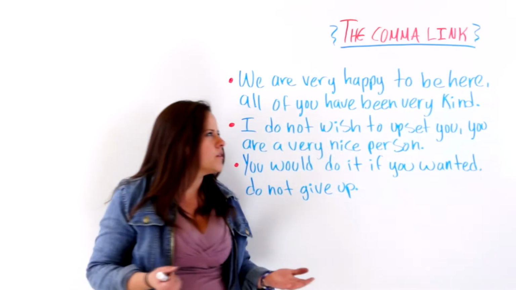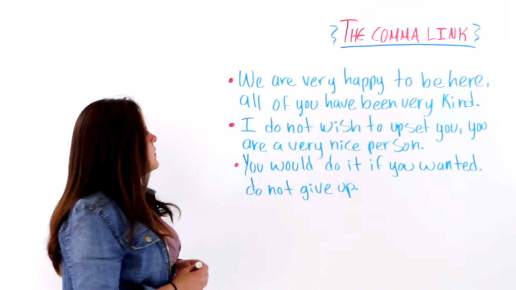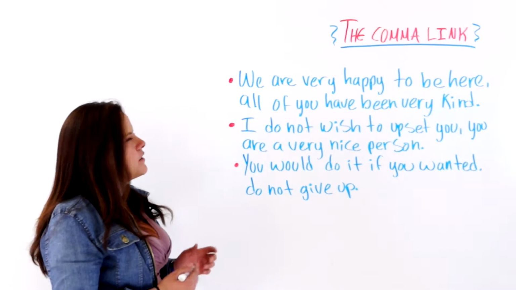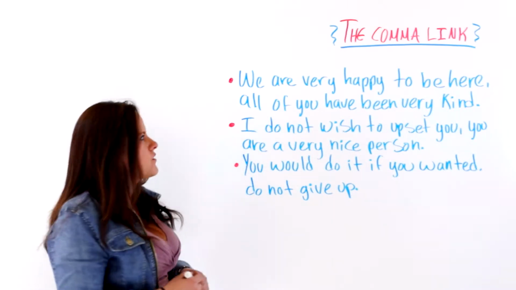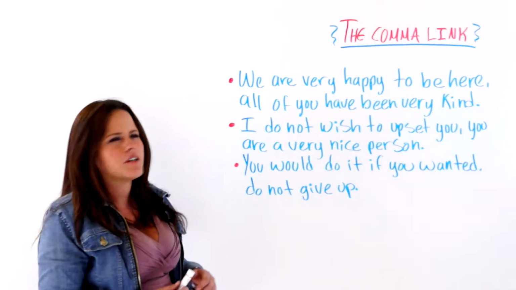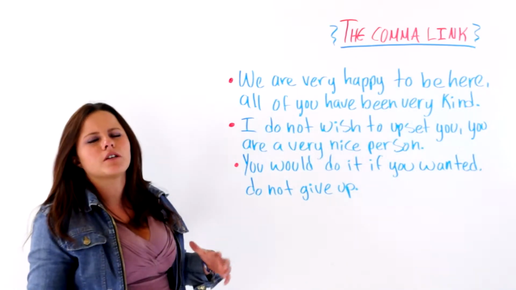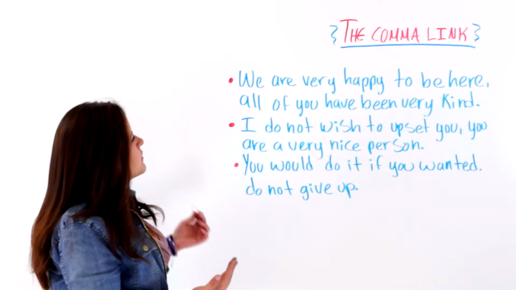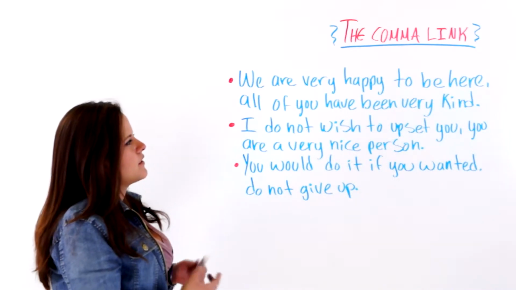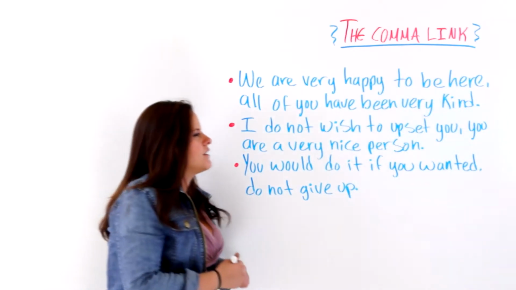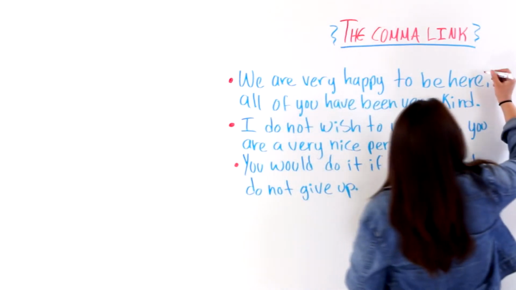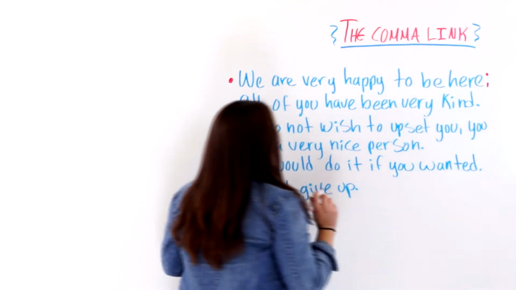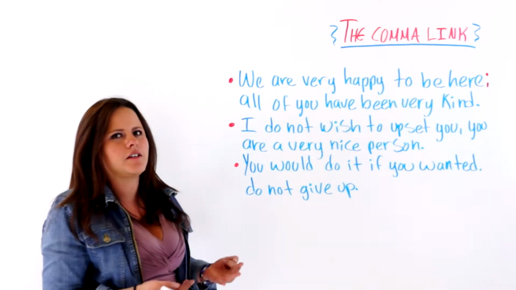What or how could you correct the first one? We are very happy to be here, because you could add a conjunction and it would make more sense and we would get rid of the comma link. We are very happy to be here because all of you have been very kind. Or you could add a semicolon. We are very happy to be here; all of you have been very kind.